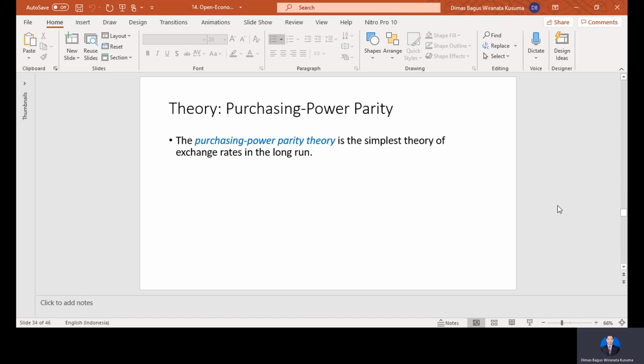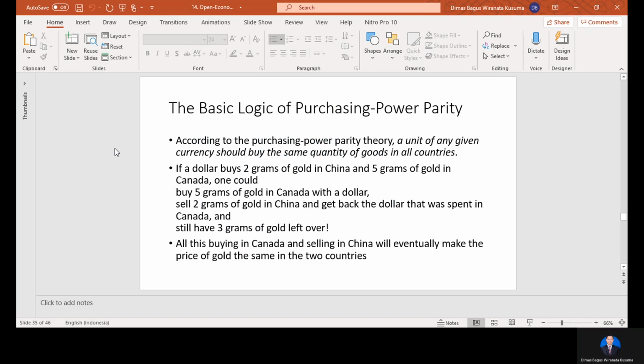Purchasing power parity is the simplest theory of exchange rate in the long run. According to the purchasing power parity theory, a unit of a given currency should buy the same quantity of goods in all countries. If the dollar buys 2 grams of gold in China and 5 grams of gold in Canada, one could buy 5 grams of gold in Canada, sell 2 grams of gold in China and get back the dollar that was spent in Canada and still have 3 grams of gold left over.